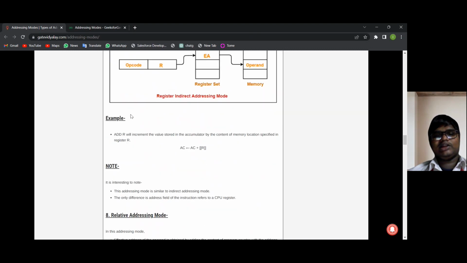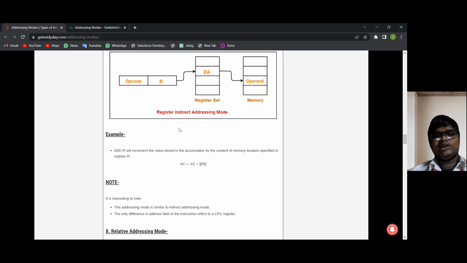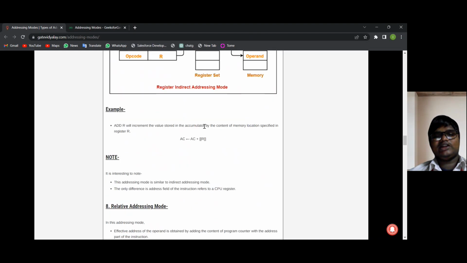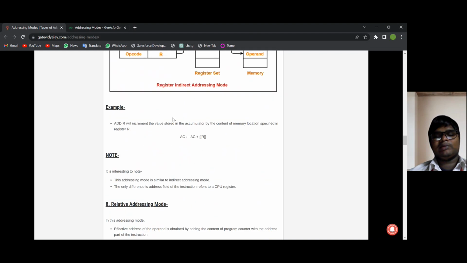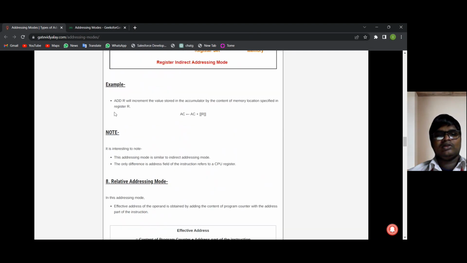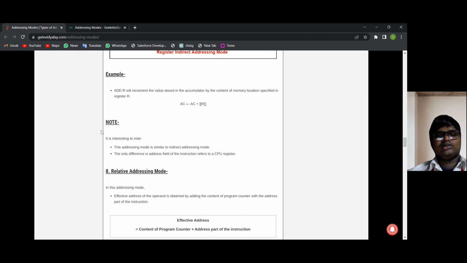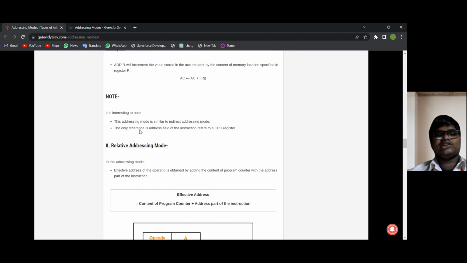Example, add R will increment the value stored in the accumulator by the content of the memory location specified in register R. Accumulator is equal to accumulator plus double bracket of R. Note, this addressing mode is similar to the indirect addressing mode. The only difference is the addressing field of the instruction refers to the CPU register.